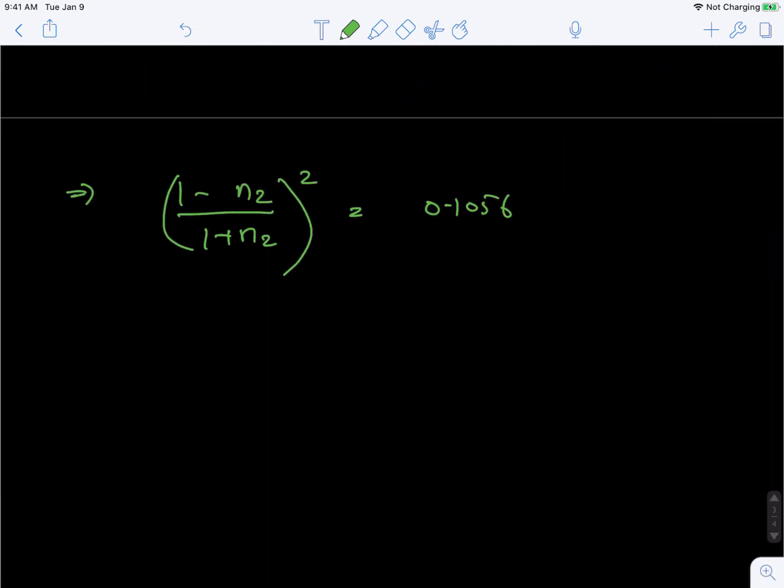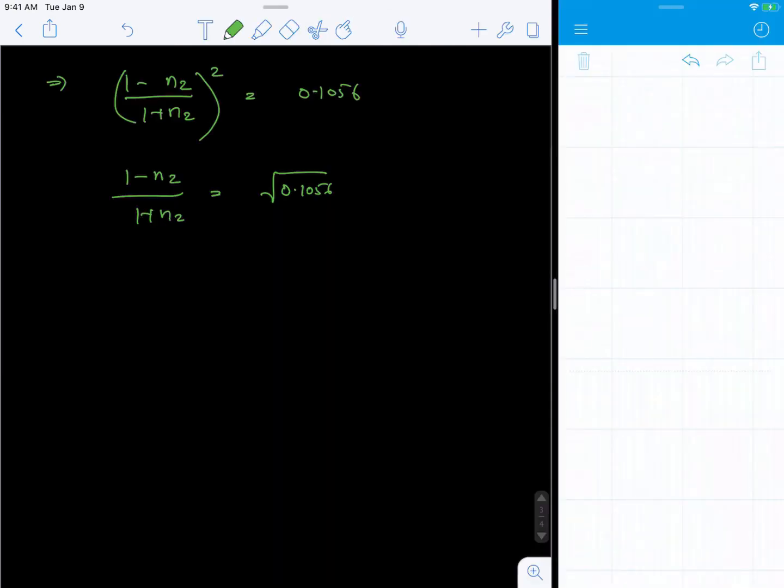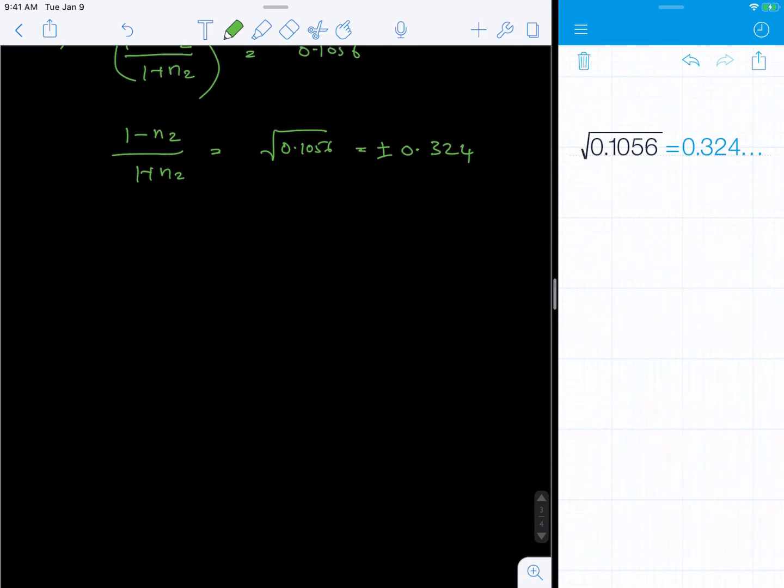Now 1 minus N2 divided by 1 plus N2 is equal to the square root of 0.1056. Let's find the value of the square root of 0.1056. It is equal to plus or minus 0.324. Now both of these values are possible mathematically, but we have to see which of them is actually feasible physically.